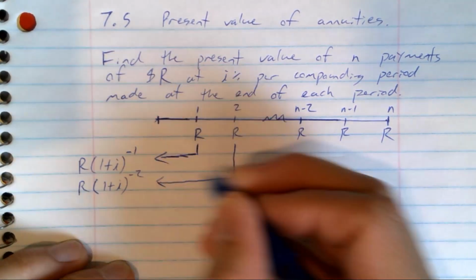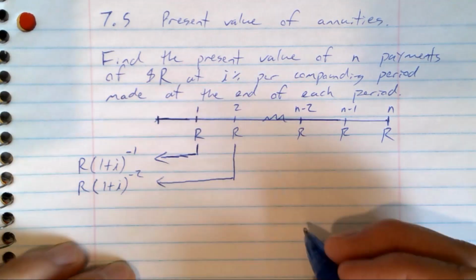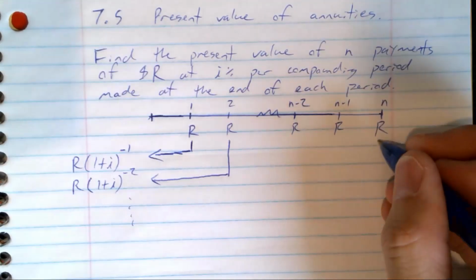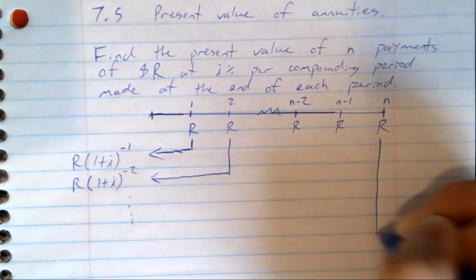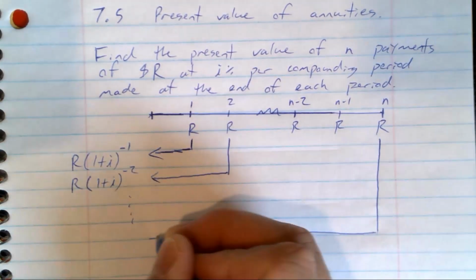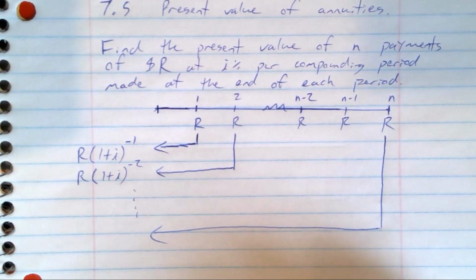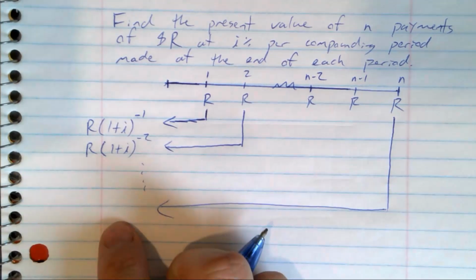That's going to be discounted backwards 2 times. I think we can survive with actually just this last payment here. It's going to have the most time to grow, so its present value will have to be the smallest.